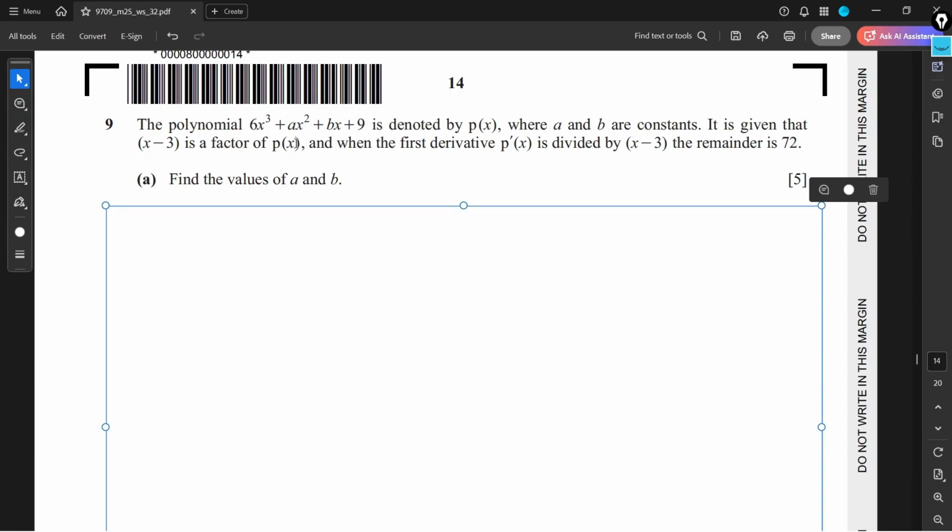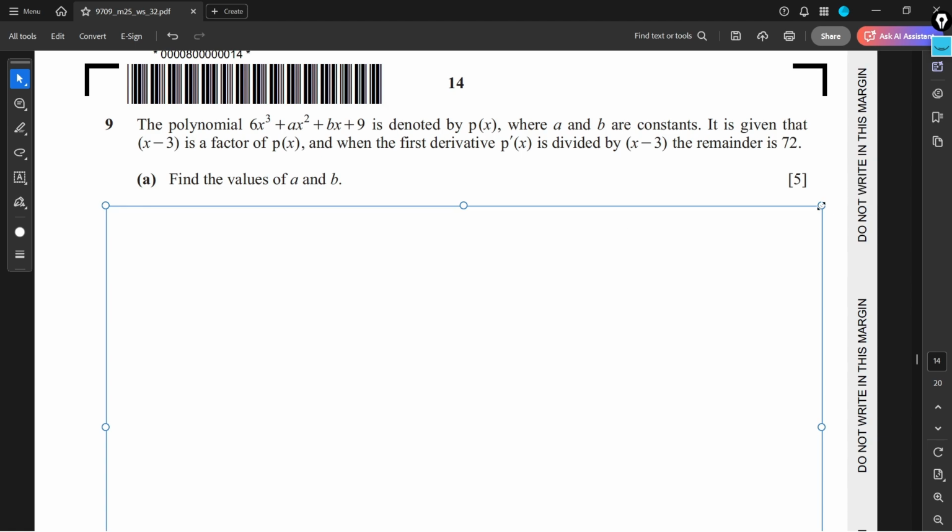That is how I will be getting my first equation. Then for the second equation, I'm going to first of all take the derivative of the given polynomial. And now if I substitute x equal to 3, the output of the derivative will be equal to 72. That is how I'll be getting the second equation. Now that I have my first equation and the second equation with the two unknowns, I can just solve them together to find the unknowns a and b.